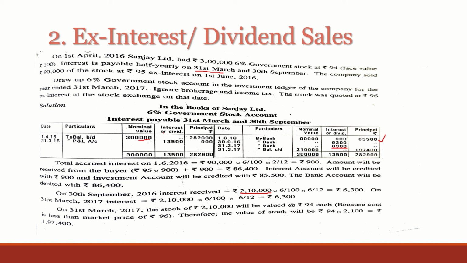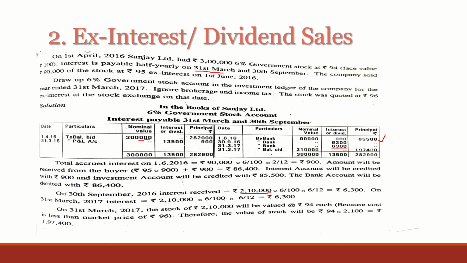Now we'll balance the account. When we balance the account, we'll balance the interest column. We have 13,500. 13,500 will be given to the P&L account. Then we have to balance the nominal value column, that is 3 lakh, and here also we have 90,000. So we'll get the balance as 2 lakh 10,000.